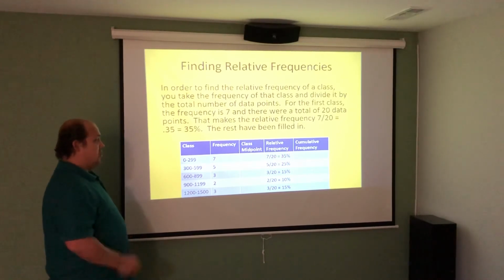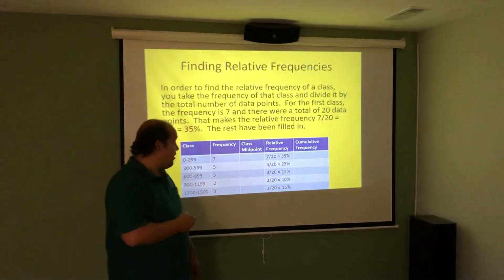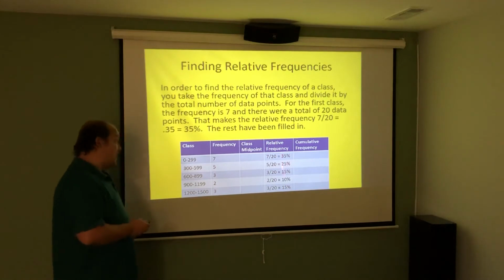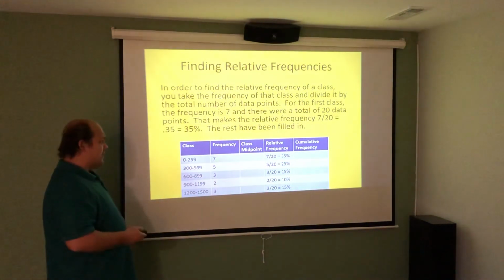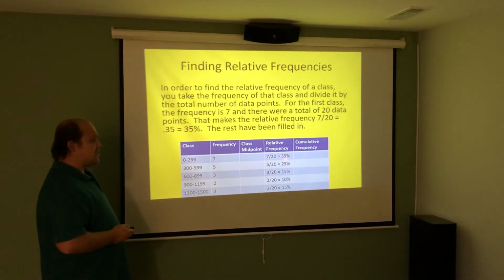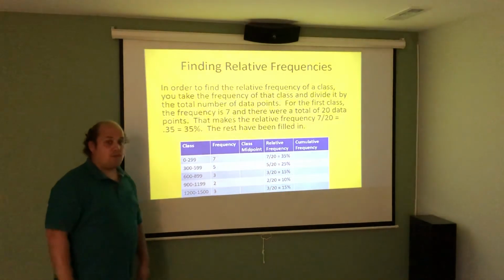Usually relative frequencies are displayed as decimals, so here I multiplied by 100 and made them a percent. They do that sometimes, I believe, in your book, but I think it's more likely you see this just listed as 0.35. So for each of these frequencies, I divide by the total. 7 divided by 20 gives me 0.35. 5 divided by 20 is 0.25. 3 divided by 20 is 0.15. 2 divided by 20 is 0.10. And 3 divided by 20 is 0.15.